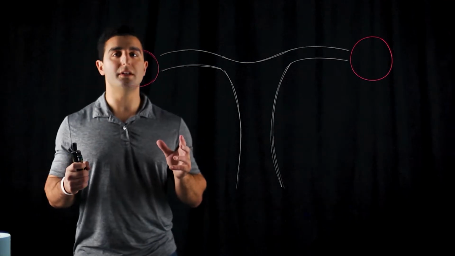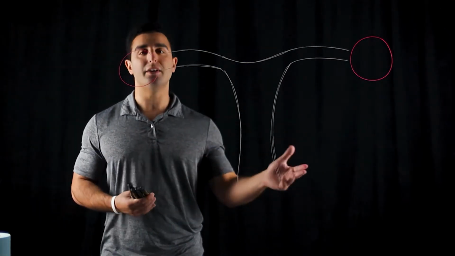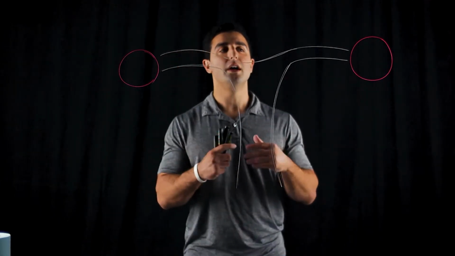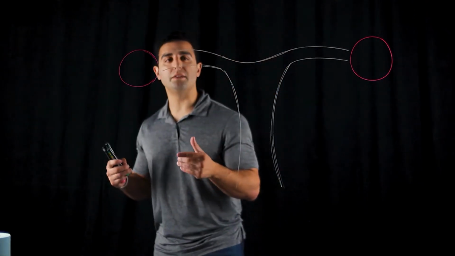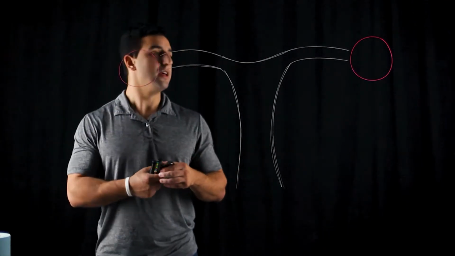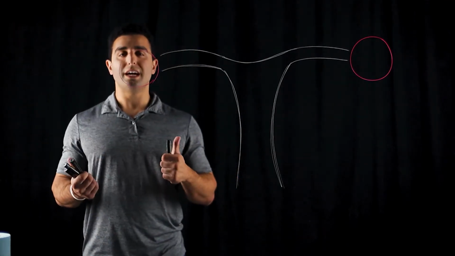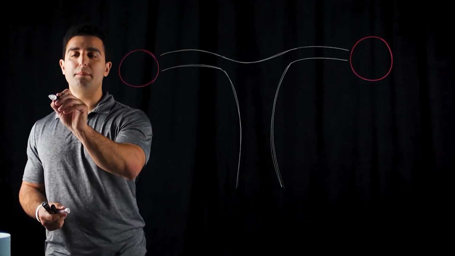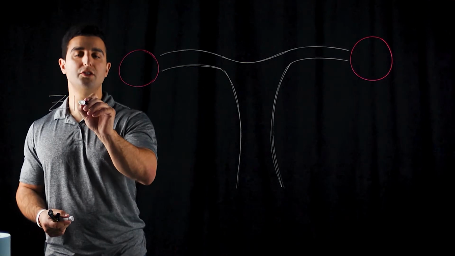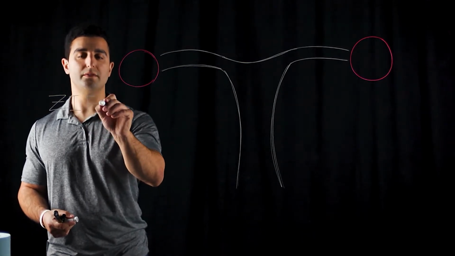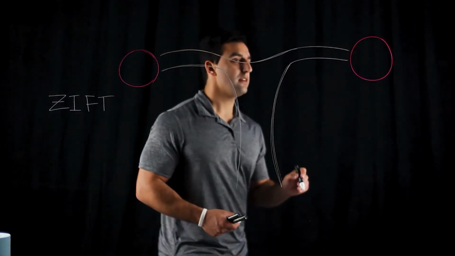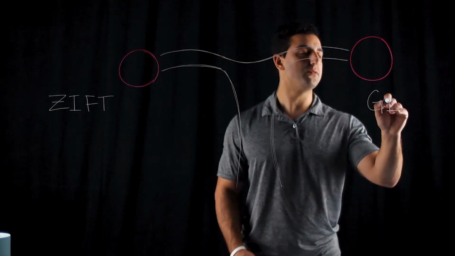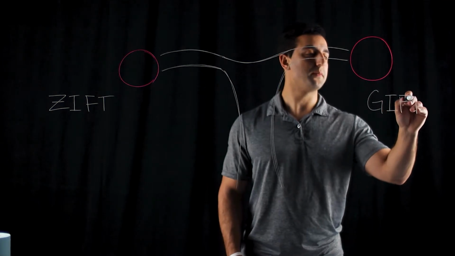But what's really important is when we look at the different styles of any kind of assisted reproductive technologies, we have two types, ZIFT and GIFT. So ZIFT represents zygote intrafallopian transfer, whereas GIFT is gamete intrafallopian transfer.